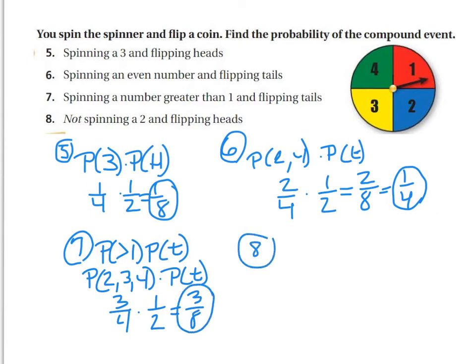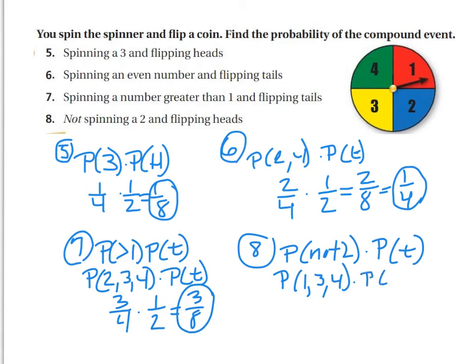All right, and lastly, number 8, probability of not spinning a 2, and probability of flipping tails. So probability of not 2 means you're looking to get a 1, a 3, or a 4. There are 3 chances out of 4 you could get one of those, times the probability of tails, which is 1/2. So 3/4 times 1/2 is 3/8, and that cannot be reduced either.